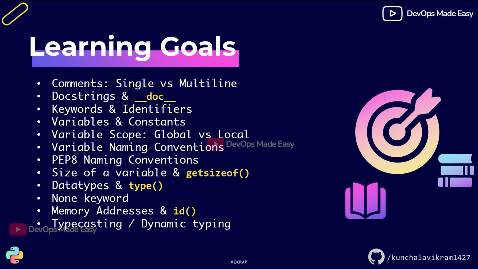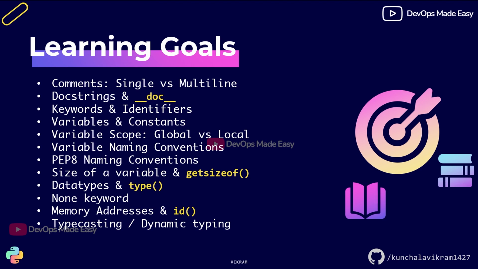And how do we find the actual size of a variable? By calling the getsizeof function. And what are the various data types supported by Python, and how do you find a particular data type of a variable using the type function? What is the use of the None keyword and why do we use it?